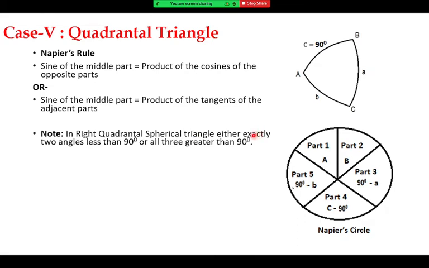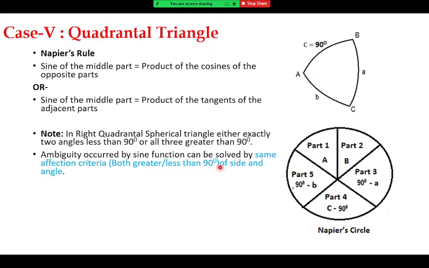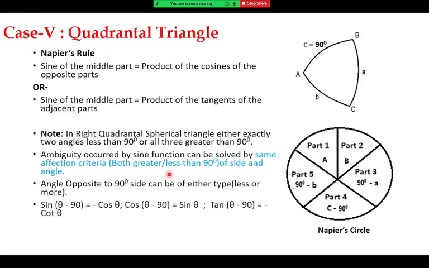Then in such a quadrantal triangle, either two angles should be less than 90 degree or all three should be greater than 90. That is one of the properties. No need to learn it by heart, not required. But yes, the same affection criteria will be used to solve the ambiguity created by the sine function. And lastly, sine theta minus 90 is minus cos theta, cos theta minus 90 is plus sin theta, and tan theta minus 90 is minus cot theta. Okay, so that is about the important things that we already discussed. Now the question only. We'll move to the example, it becomes more clear.